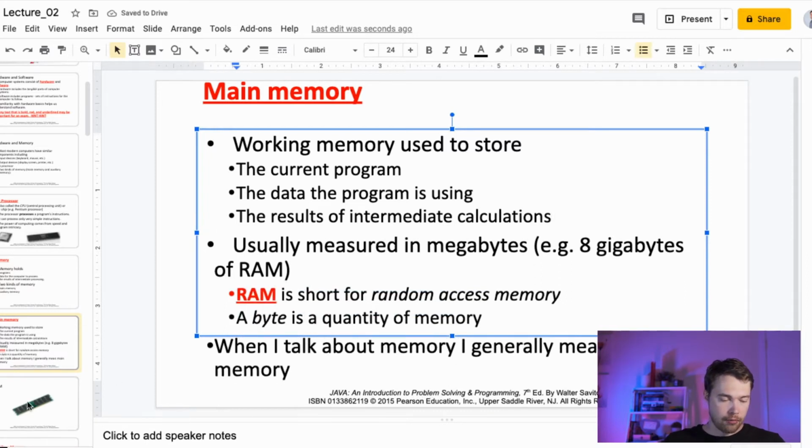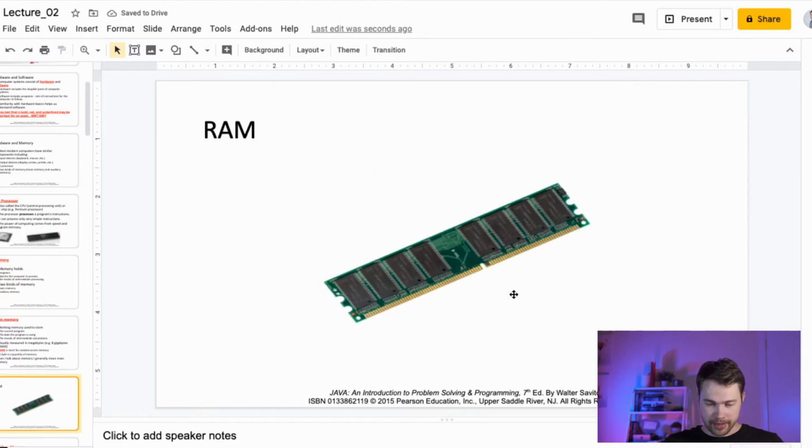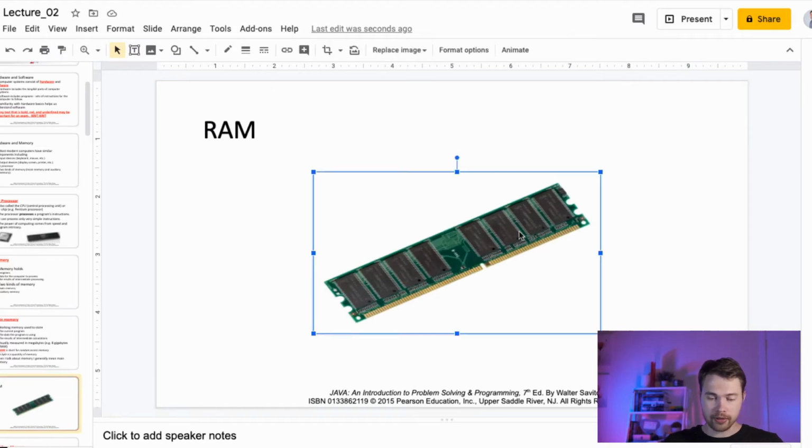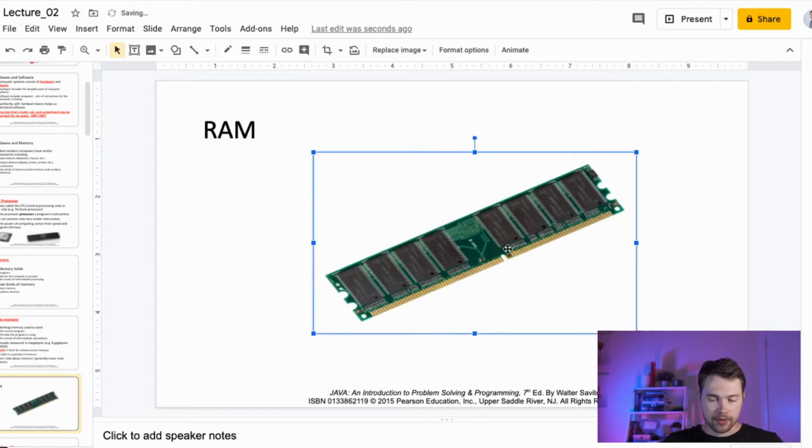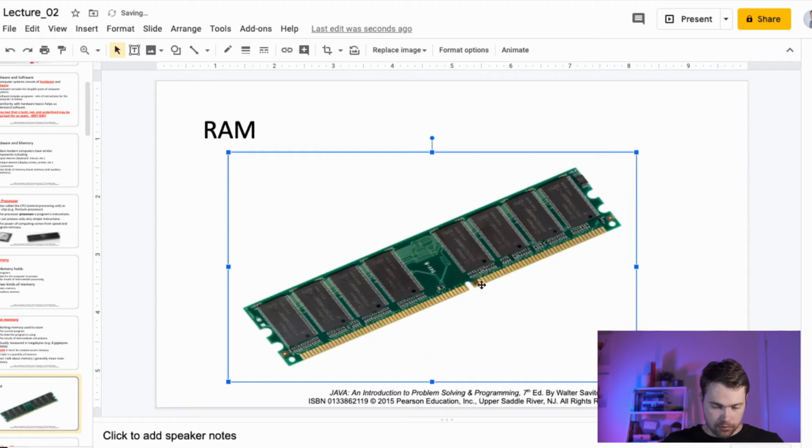Perfect. RAM, right? So here is basically a picture of a chip. That's approximately what RAM looks like. That is a chip, and it's usually PCI Express, and you would insert that board into your motherboard, and that's how you get the memory.